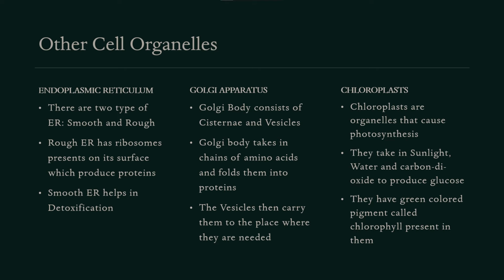Golgi apparatus. Golgi body consists of cisternae and vesicles. Golgi body take in chains of amino acid and folds them into proteins. Vesicles. Vesicles then carry them to the place where they are needed. Chloroplast. Chloroplasts are organelles that cause photosynthesis. They take in sunlight, water, and carbon dioxide to produce glucose. They have a green colored pigment called chlorophyll present in them.